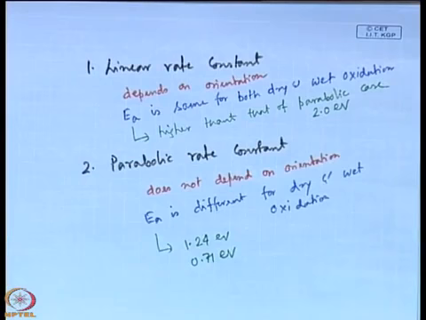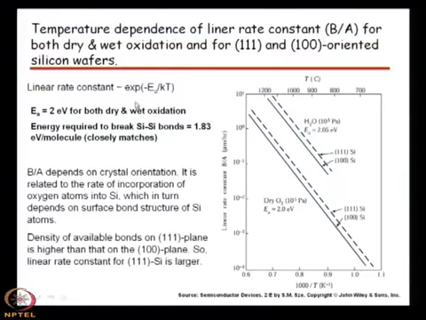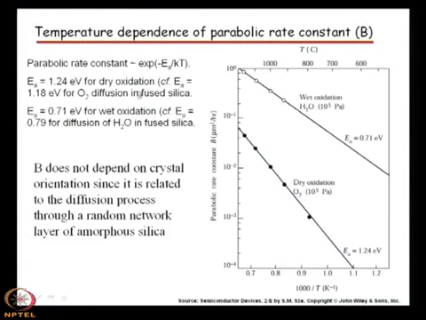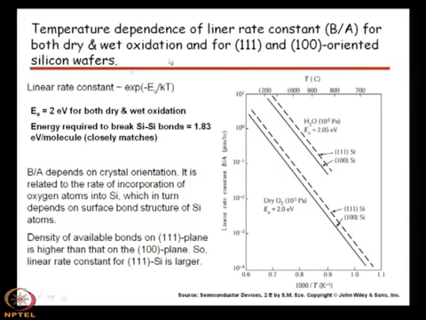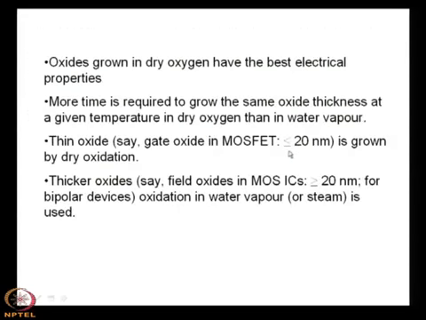So, ultimately the activation energy is basically the process of diffusion, and for the parabolic rate constant, obviously it is the process of diffusion through fused silica, either oxygen or water vapor, and in case of linear rate constant, it is the reaction at the silicon surface with the oxygen and the energy required to break the silicon bonds. So, the mechanism is different, it is well understood now.